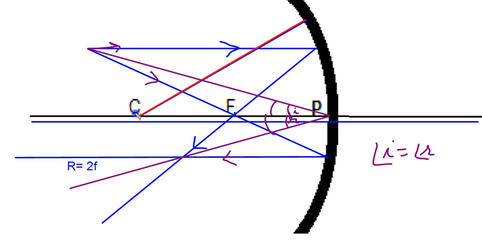Thirdly, anything starting from C will hit the aperture and come back on the same path. It may be here, anywhere, not necessarily like this. It may be like this also. Let's say it starts from here, and it is hitting it like this. So I think it's slightly going away from the mirror. Take anywhere, but it must come back on the same path.